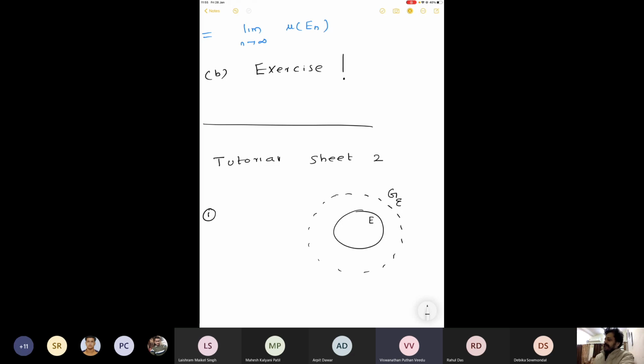The difference between the measure of the open set and the measure of the set which you want to measure is less than or equal to epsilon. That means given any set, I can find an open set such that the difference between measuring the given set and measuring the open set can be made less than any tolerance level epsilon. That is, given any set, I can always find an open set whose measure approximates the measure of the given object by an amount epsilon. Is that clear?